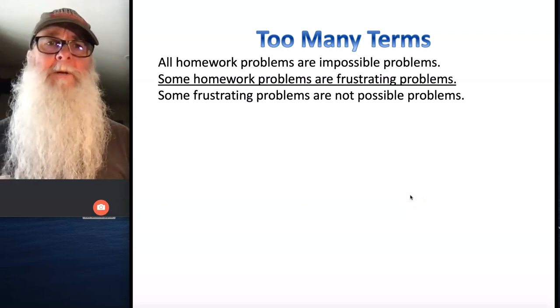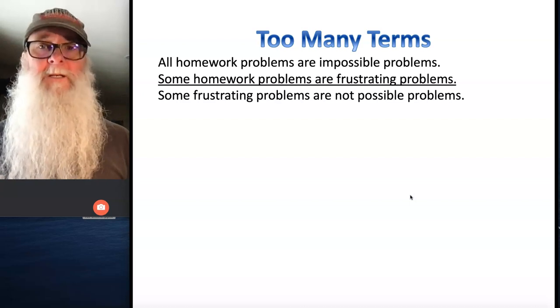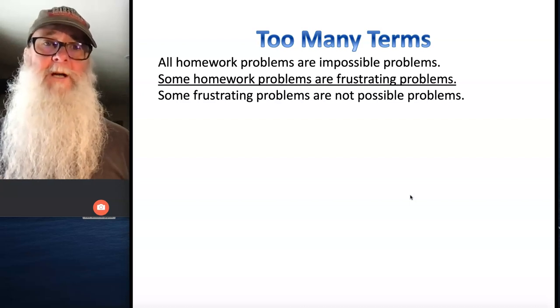All right, so here's our argument. All homework problems are impossible problems. Some homework problems are frustrating problems. Therefore, some frustrating problems are not possible problems.